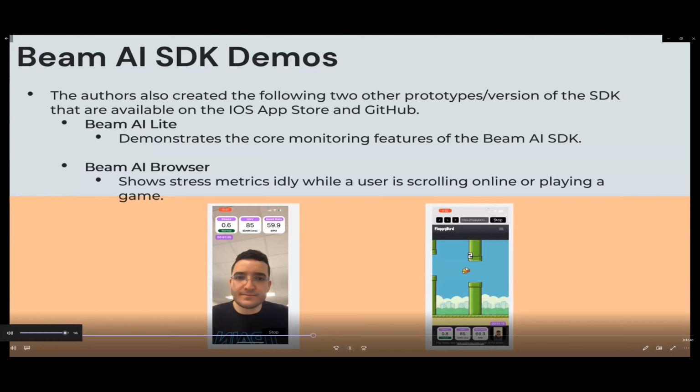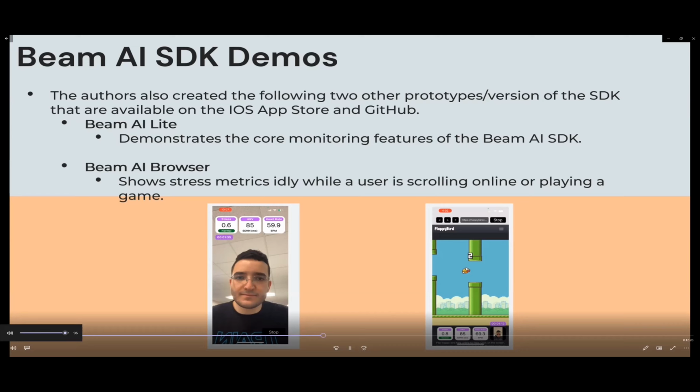Now to look at the examples of the alternatives to Beam AI SDK. Essentially, these are the two demos that the authors of the paper have created using this software development kit. And these are both available on the actual iOS App Store and on their GitHub pages, which are going to be referenced in my slides at the very end. So you can actually download these apps right now or use them however you would like. And these two apps are the Beam AI Lite and the Beam AI Browser.